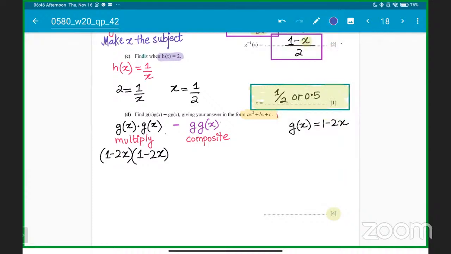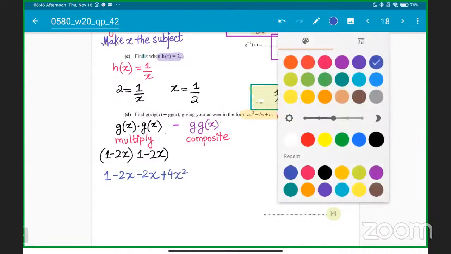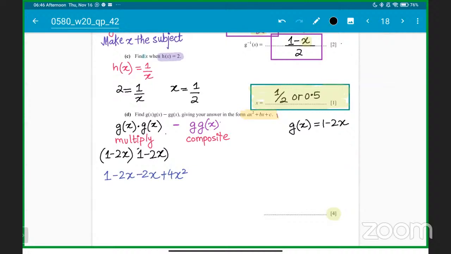Let's do it. 1 ones are 1. 1 times minus 2x is minus 2x. Minus 2x times 1 is minus 2x. And minus 2x into minus 2x will be what? Plus 4x squared. Let me know how many got this. It's just basic multiplication. First I multiplied 1 with 1 and 1 with minus 2x, and then I multiplied minus 2x with 1 and minus 2x with minus 2x. So I got minus 2x plus 4x squared.